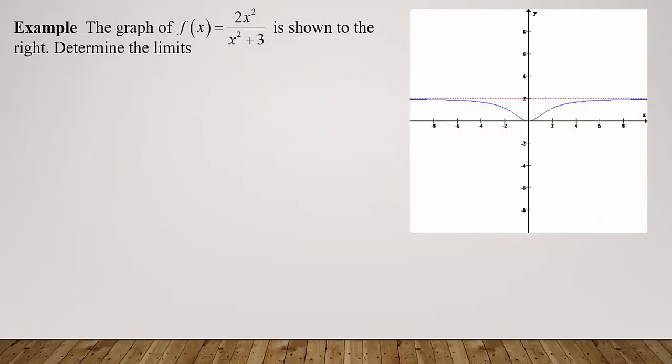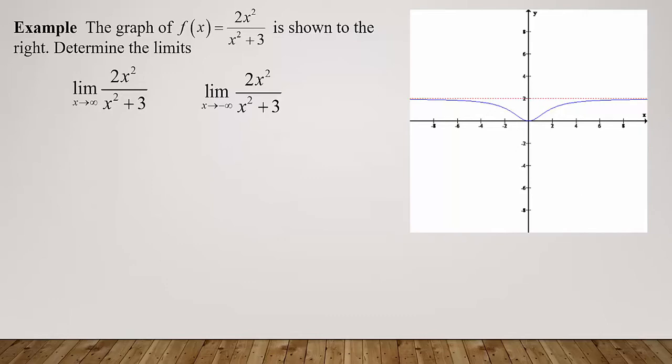So let's check out another example here. You should get this in your notes for sure. The graph of the function f of x equals 2x squared over x squared plus 3. I have the graph of that function over here to the right. So let's determine the limit as x approaches infinity of 2x squared over x squared plus 3, and the limit as x heads to negative infinity of 2x squared over x squared plus 3.